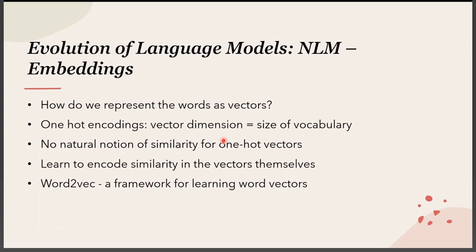So basically, how can we do this? That is the question people asked a while back, and they came up with the idea: why can't we make the model learn the vectors by themselves? This gives rise to an important framework called word2vec, which is essentially for learning word vectors.